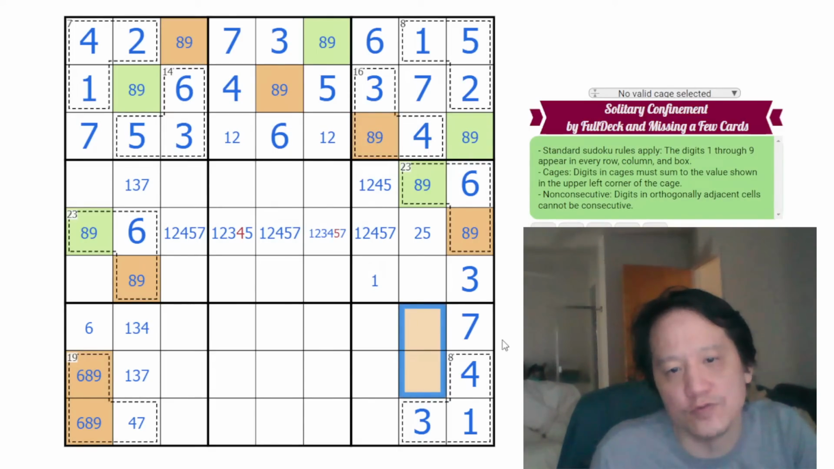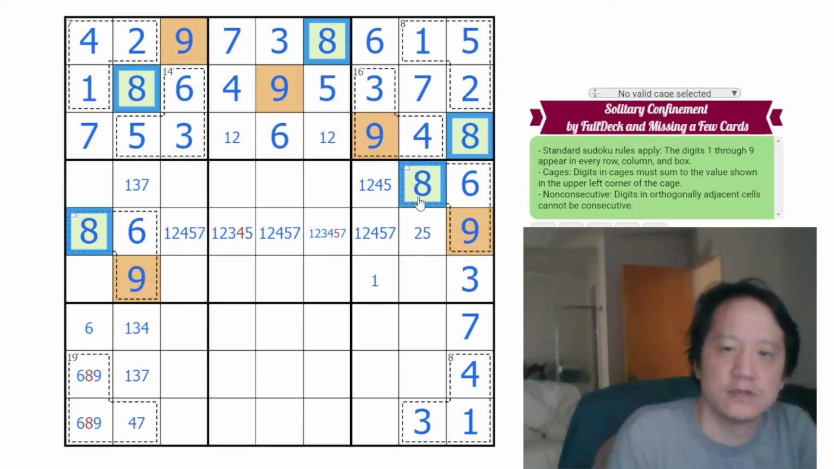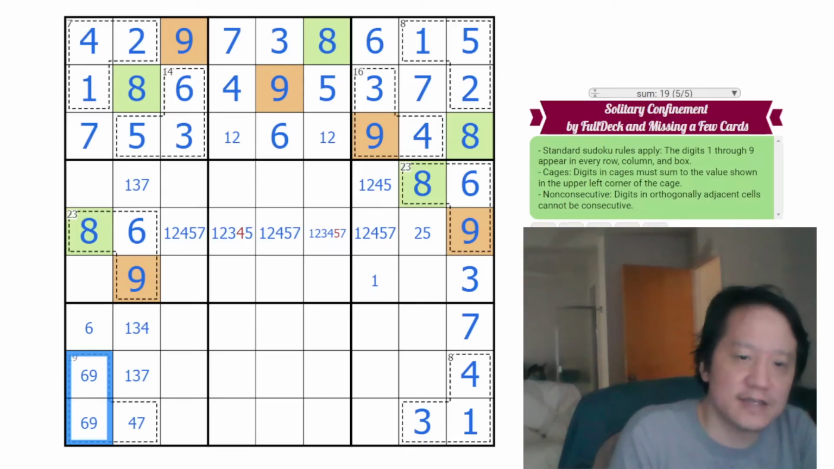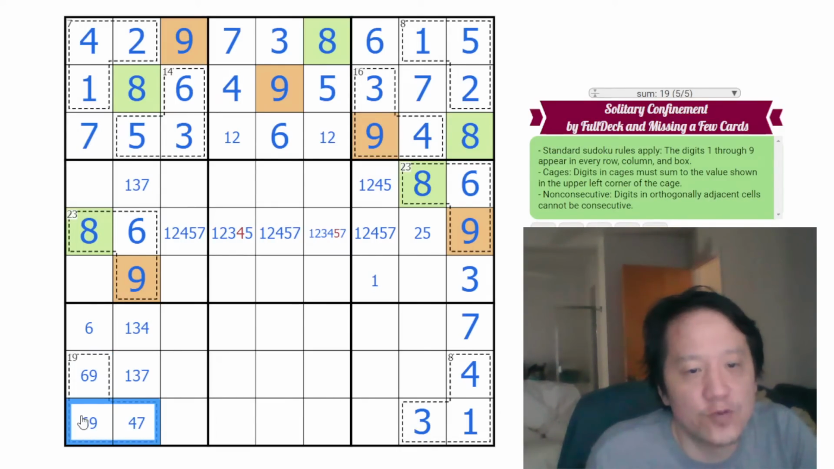So let's remove these specific ones. We know all those are 9s, and all these are 8s. So the 8 cannot be here. This has to have a 9. So if this is a 9, it's either 4 and 6 or 7 and 3. It cannot be 2 and 8 because 8 cannot be here.